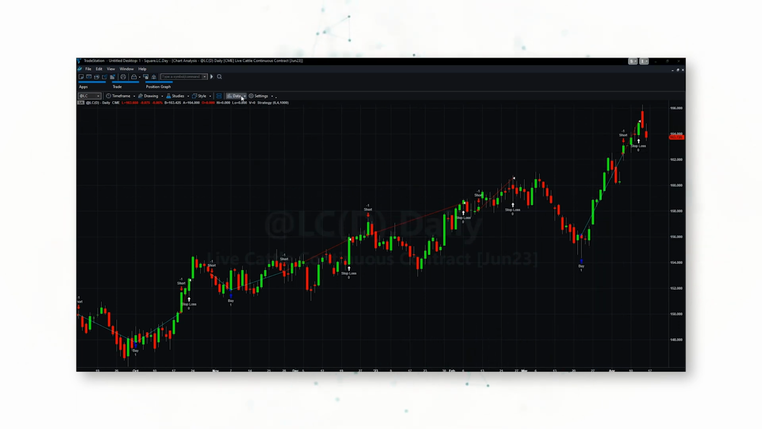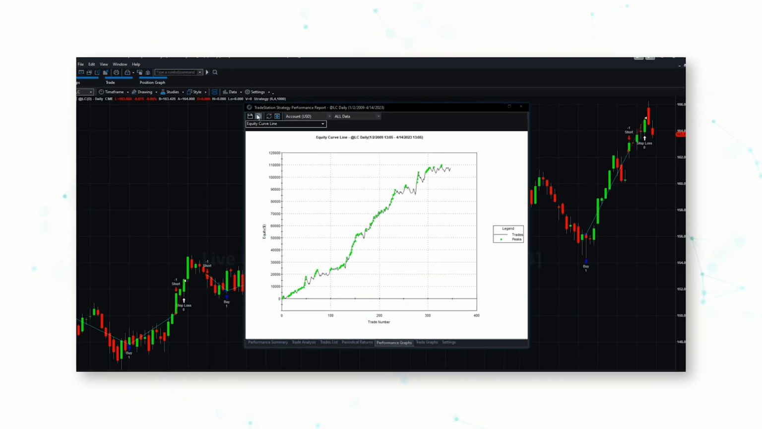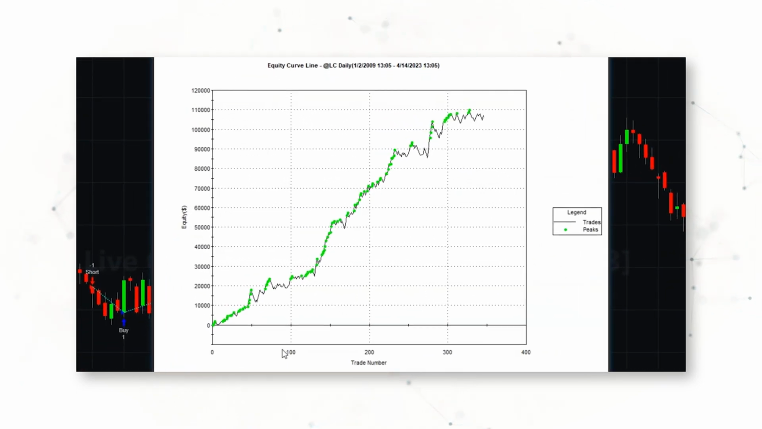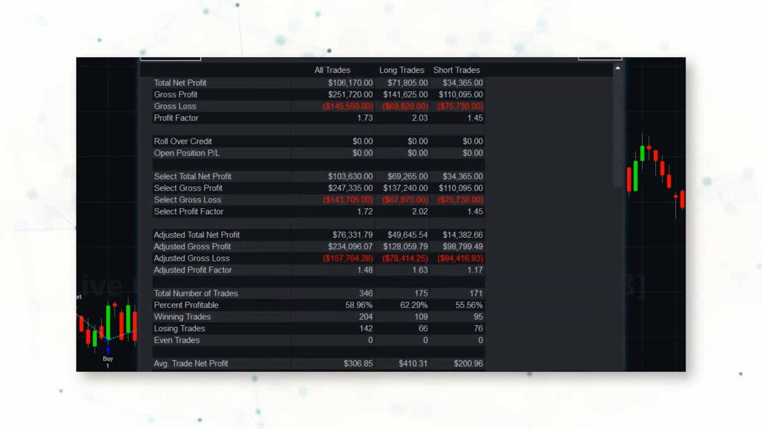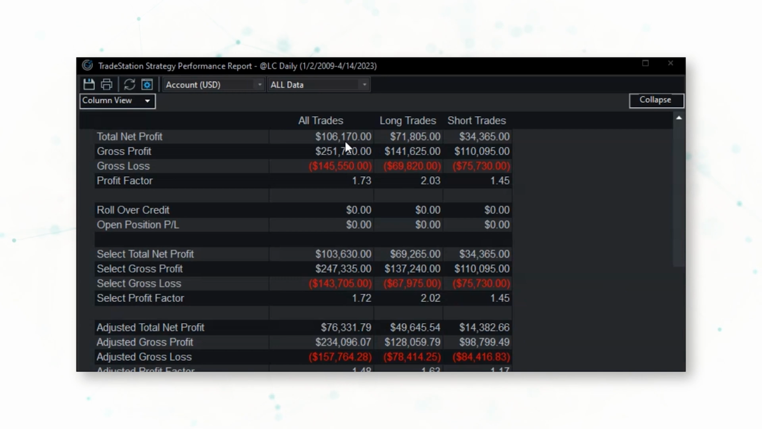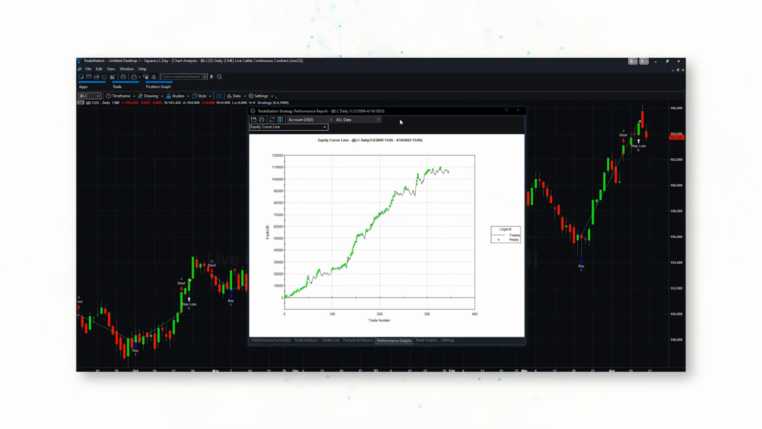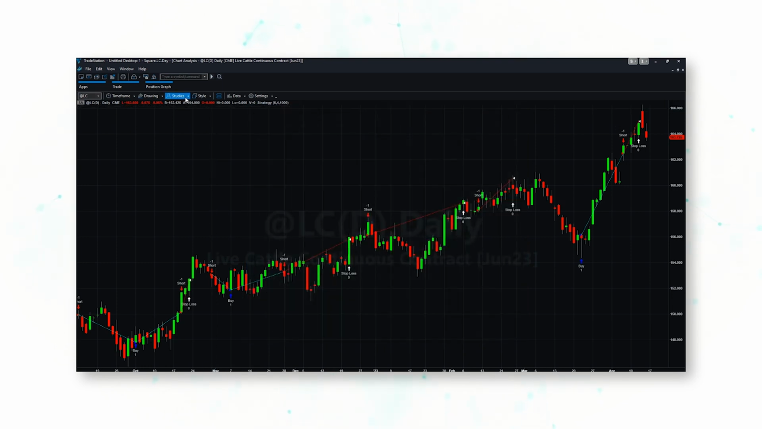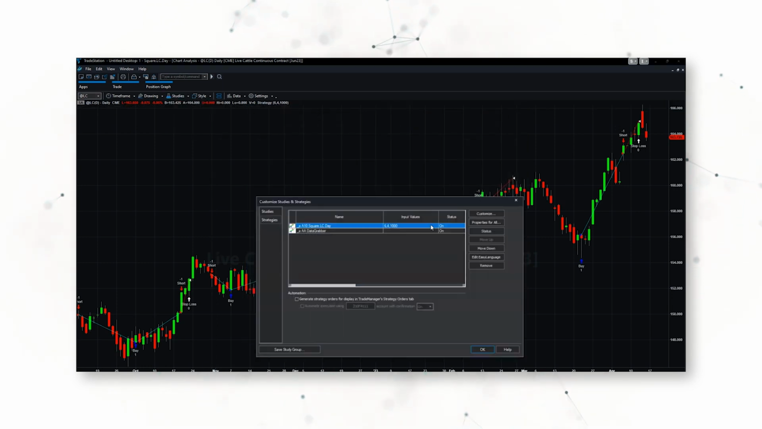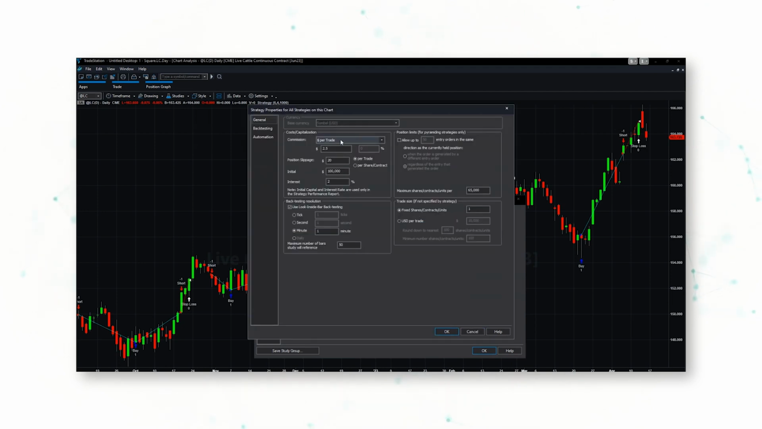And if we jump into a strategy performance report, there it is. There's a nice upward sloping equity curve, a nice upward trending cumulative profit line. This strategy has made about $106,000 for every contract of front month live cattle futures traded since 2009. And that includes, most importantly, the realistic costs of slippage and commissions.